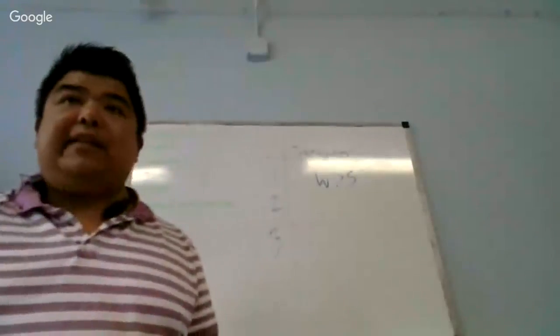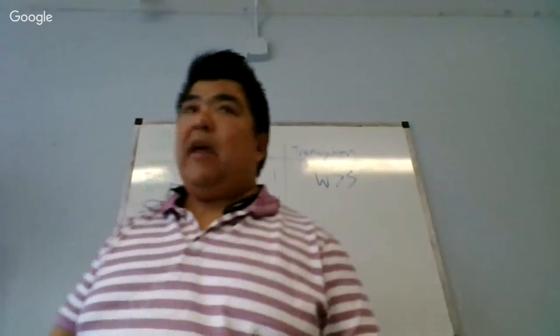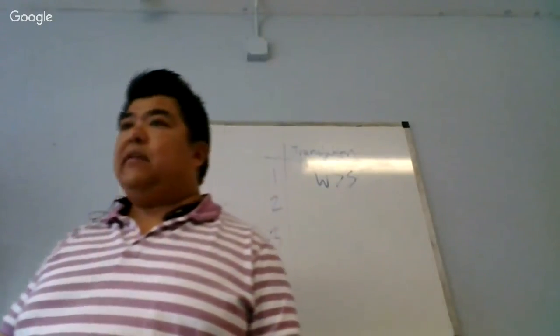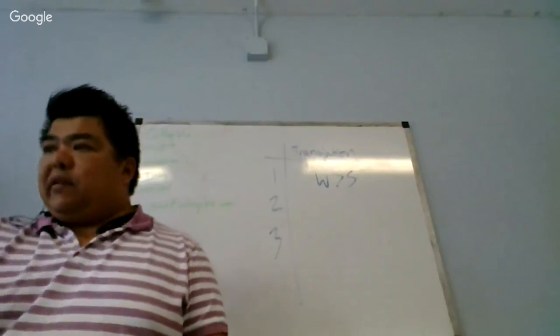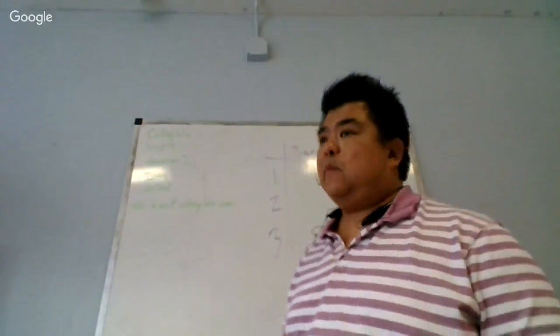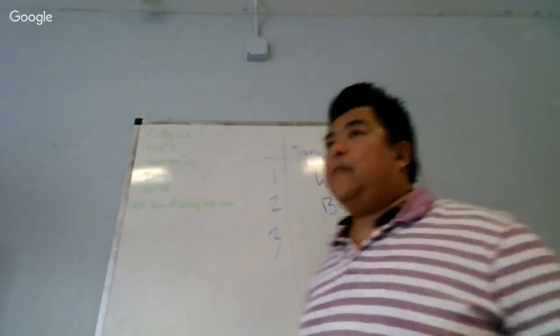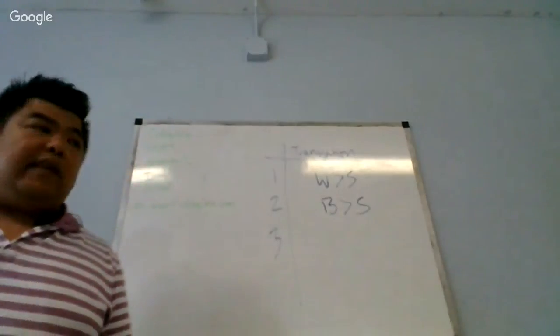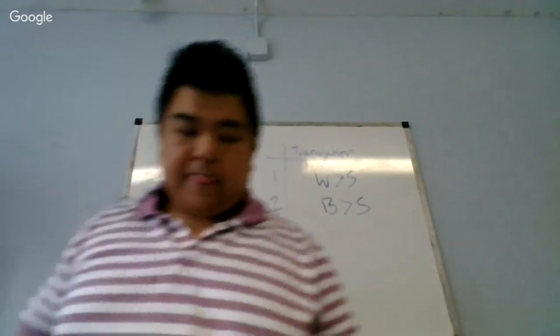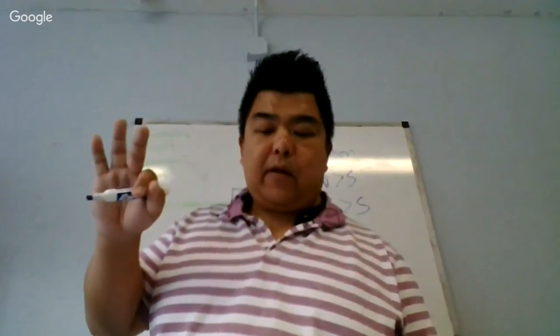Okay, what about the second statement? Who wants to do that one here? Second statement. Stephen? The black pony jumped over one. B is greater than S. Okay, and then who wants to do the statement in question? William? The third statement is the white black.